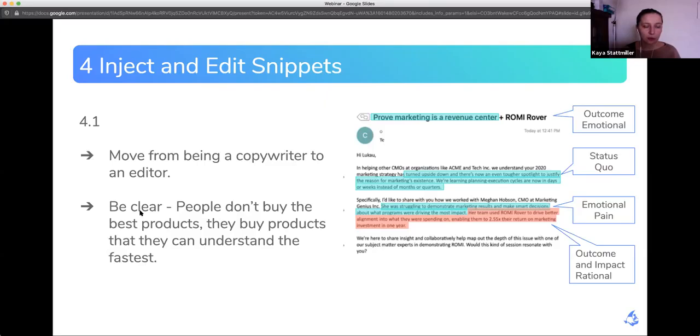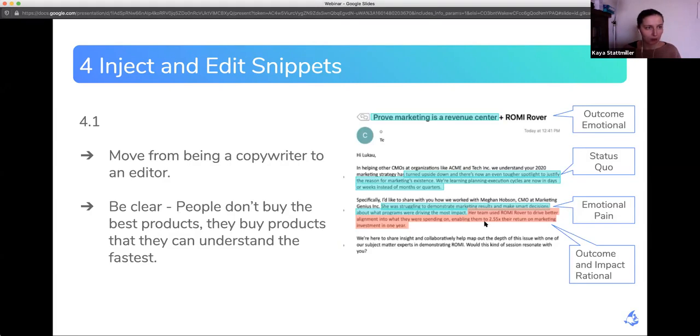And then I already talked about it to be clear, but just to outline one more time, people don't buy the best products. They buy the products that they can understand the fastest. So being clear, making sure that the points that you are making throughout the sequence are logical and connected is very important. So that's it in terms of this step.